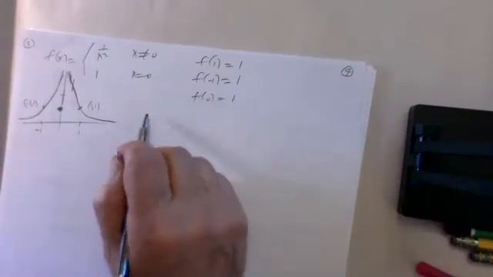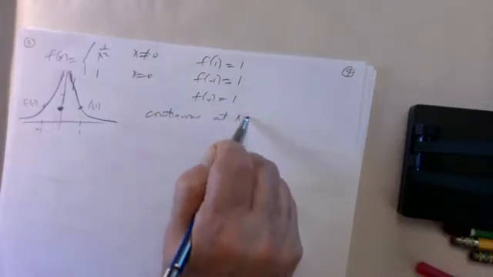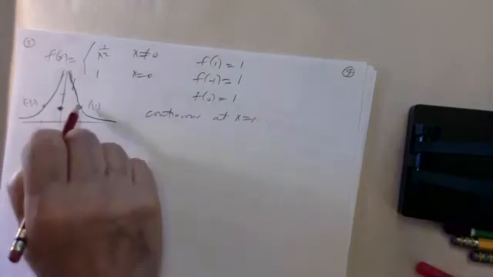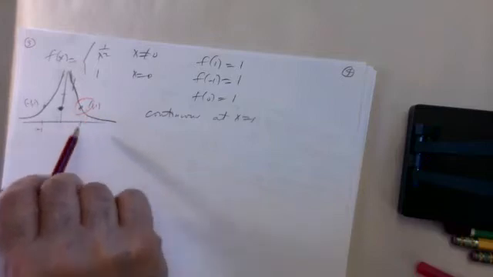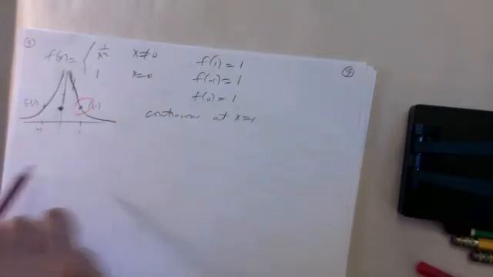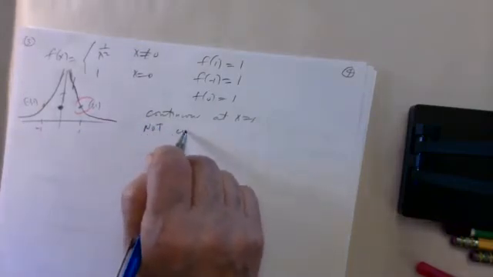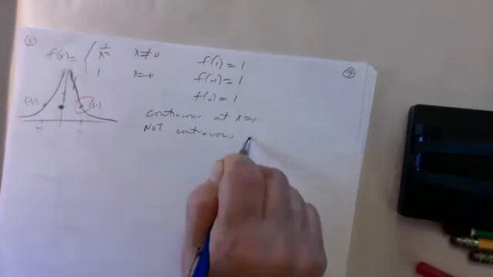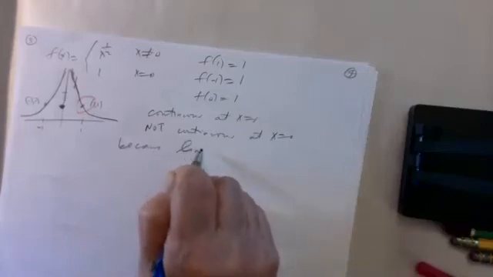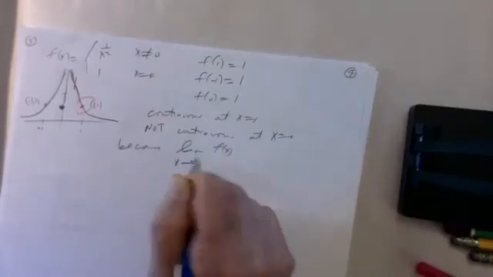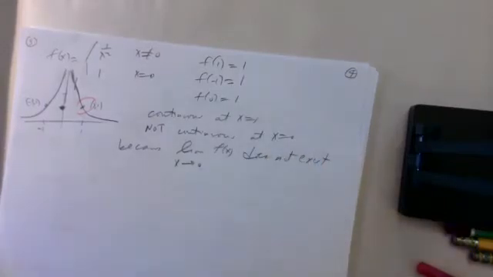And this is continuous at x equal 1. That is right here. As you approach 1, the limit exists, the function is defined, and the value of the function at 1 is the limit. But it is not continuous at x equals 0 because the limit of f of x as x approaches 0 does not exist.